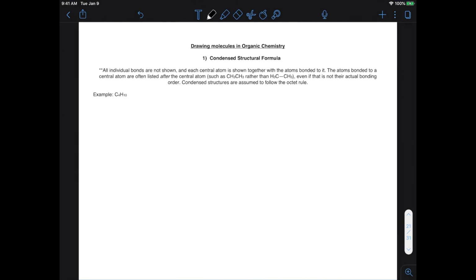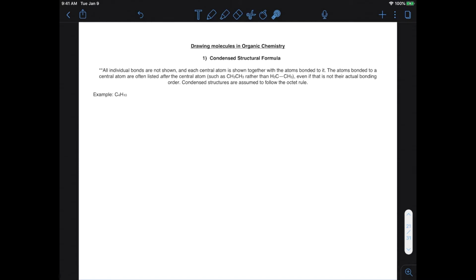So, drawing molecules in organic chemistry. I've been doing a lot of Lewis structures, right? And I've shown you some 3D representation of molecules. But there are a couple of ways we can draw out these molecules, and one that we'll be doing primarily for the majority of this semester and the next.